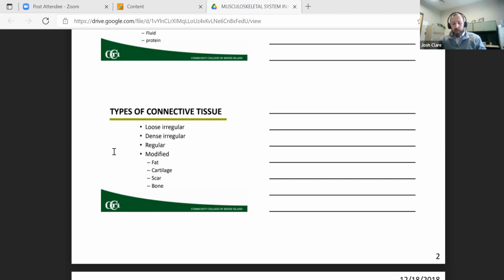This is used to attach muscles to bones, stabilize joints, or facilitate movement. So types of these regular connective tissue, of course, are tendon, ligament, joint capsules. Those are the big three examples of that. Other tissue structures further modify all of those types: fat, scar, bone, cartilage.